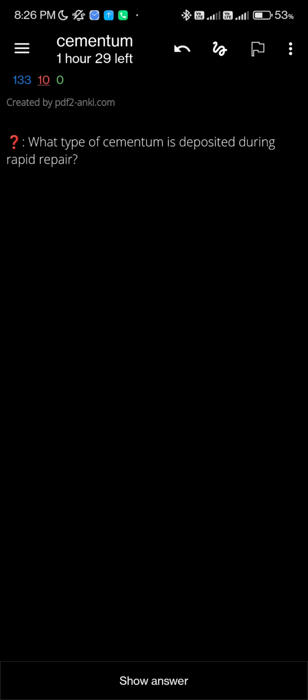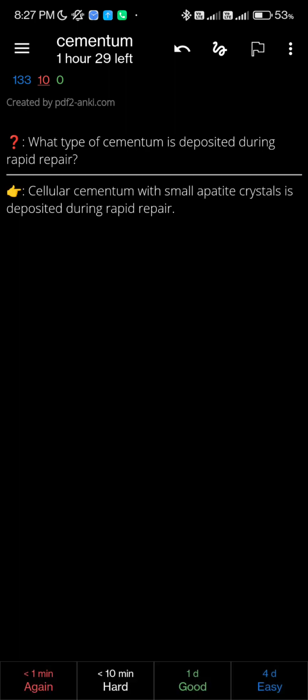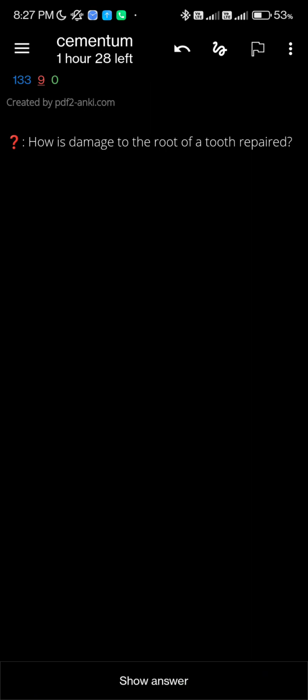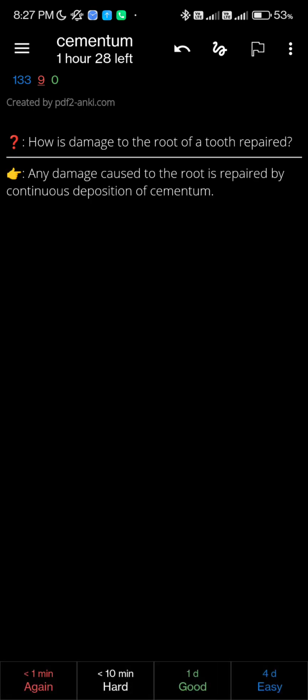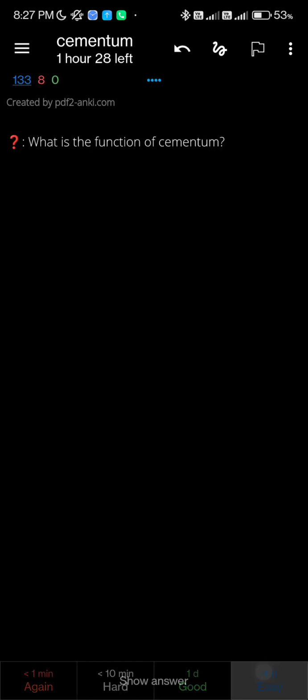What type of cementum is deposited during rapid repair? Cellular cementum with small apatite crystals is deposited during rapid repair. How is damage to the root repaired? Any damage to the root is repaired by continuous deposition of cementum, by cementogenesis.